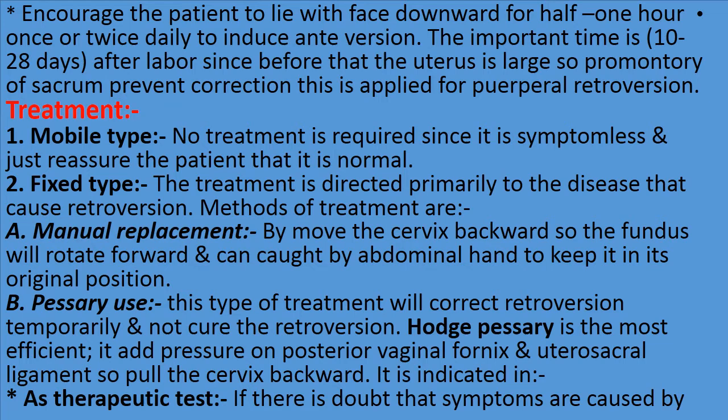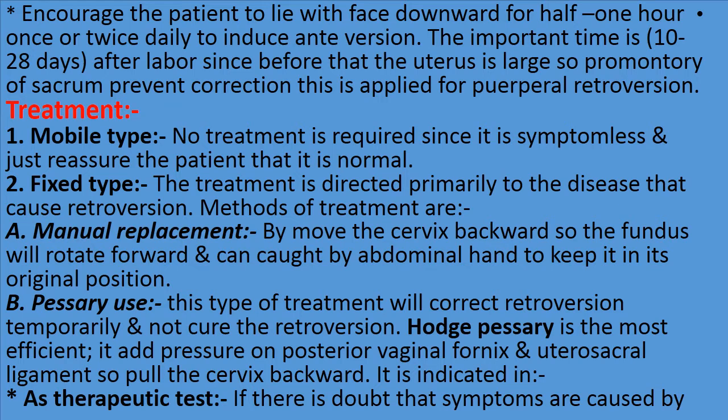Encourage the patient to lie with face downward for half to 1 hour, once or twice daily, to induce anteversion. The important time is 10 to 28 days after labor, since before that the uterus is still large, so the promontory of the sacrum prevents correction.